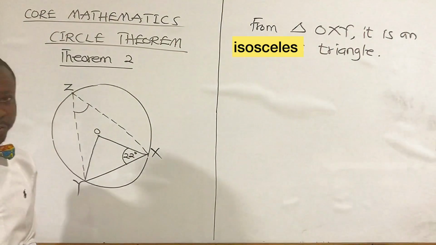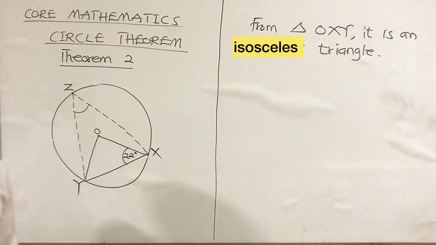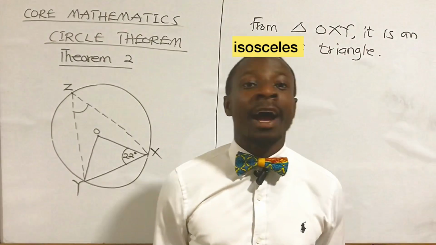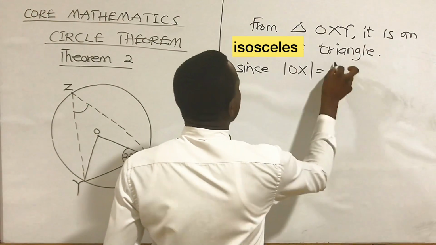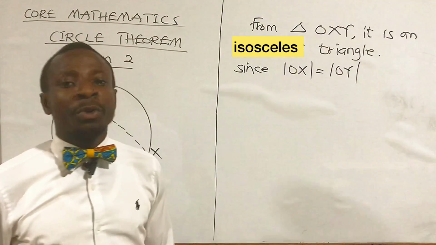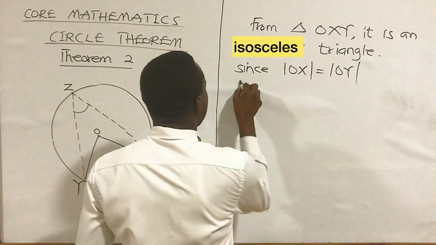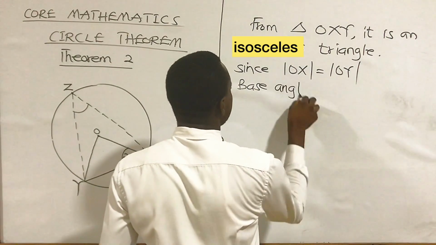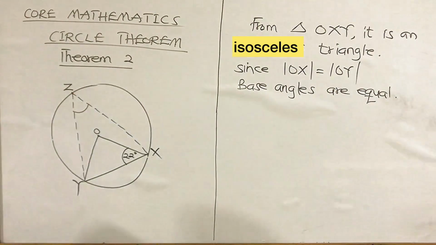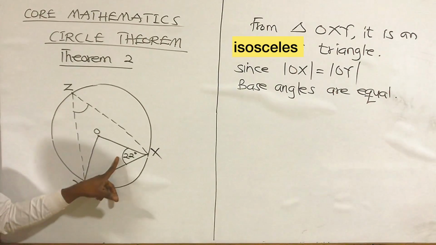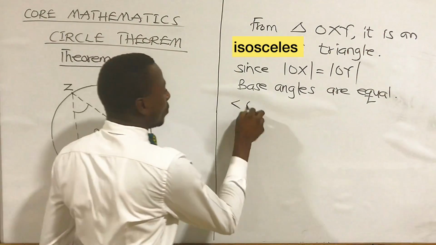Now, from triangle OXY, it is an isosceles triangle. Why? Because OX is equal to OY, and for every isosceles triangle, two sides are equal. Since OX is equal to OY, we all know that for every isosceles triangle, the base angles are equal. Base angles are equal.